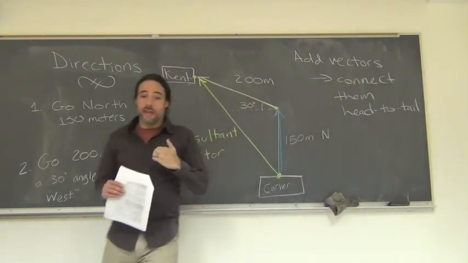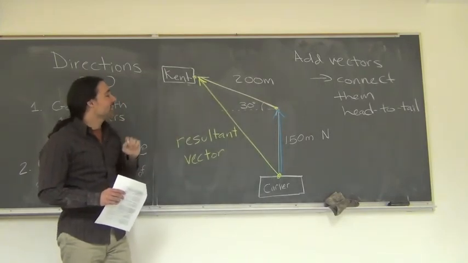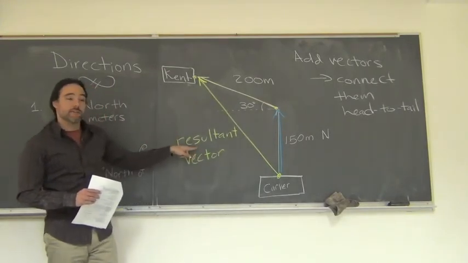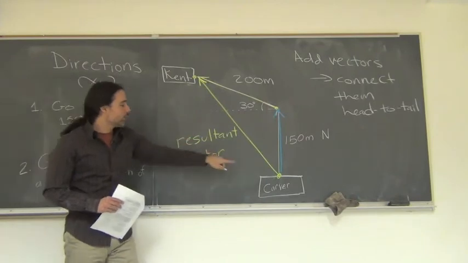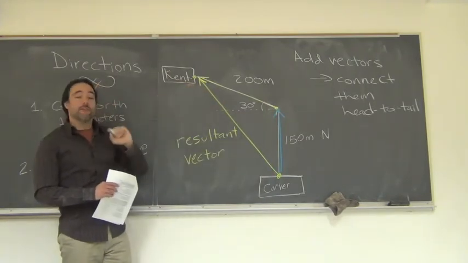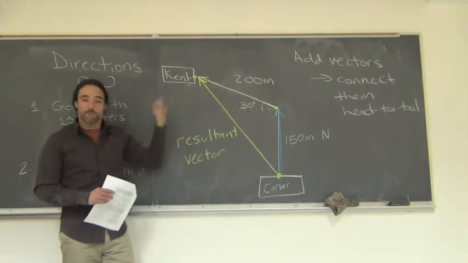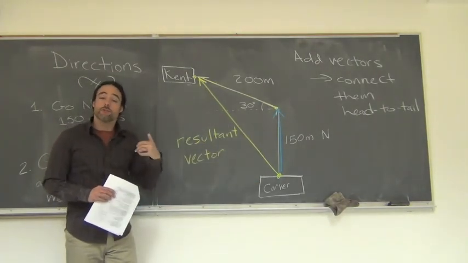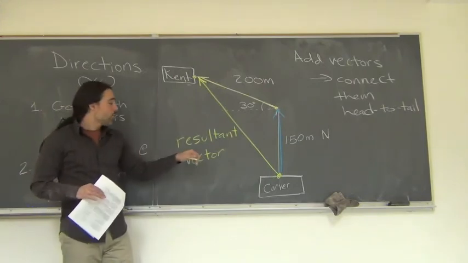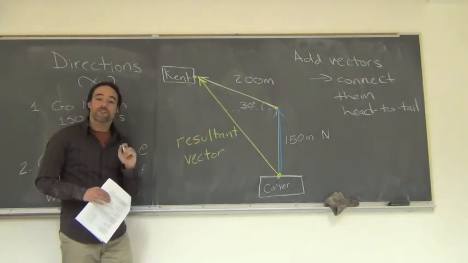What we're going to do next is we're going to add these vectors to get our resultant vector, so we can figure out what's the distance between these 2 points. And not only that, but what's the direction between these 2 points? So what's our magnitude and our direction? Those would be the magnitude and direction of the resultant vector.